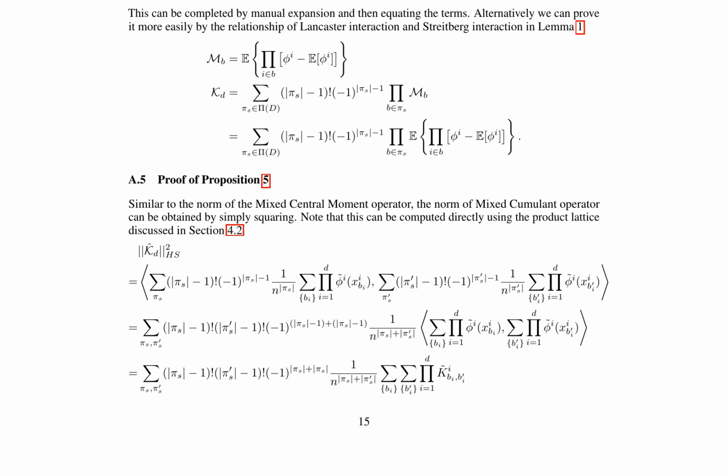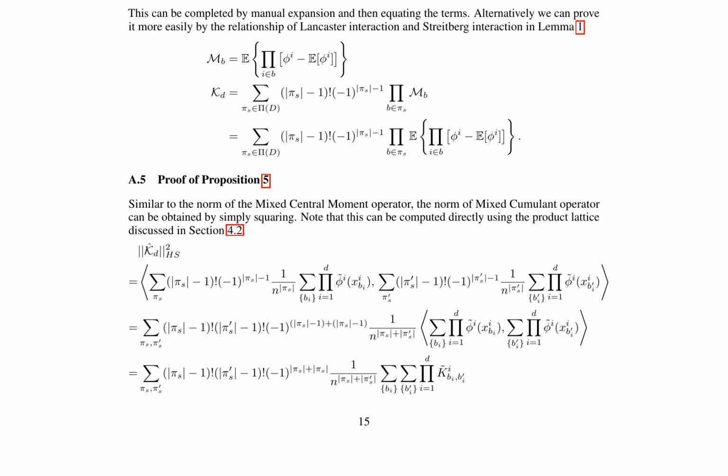The paper also covers the proof of proposition 5, focusing on computing the norm of the mixed cumulant operator. This is done by squaring the mixed cumulant operator and using the product lattice discussed in section 4.2 of the paper. The resulting expression consists of a double sum over partitions πs and π's, with each term involving the product of phi functions applied to different indices.